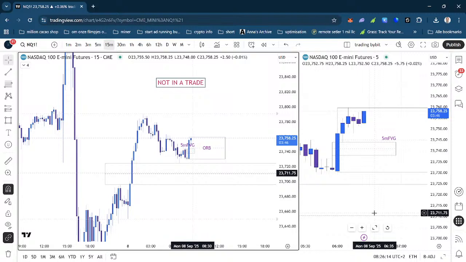John, why do we need bias? I mean, we trade ORB, so if ORB shows us a long, we long, and the opposite. Yeah. That's actually a good question.